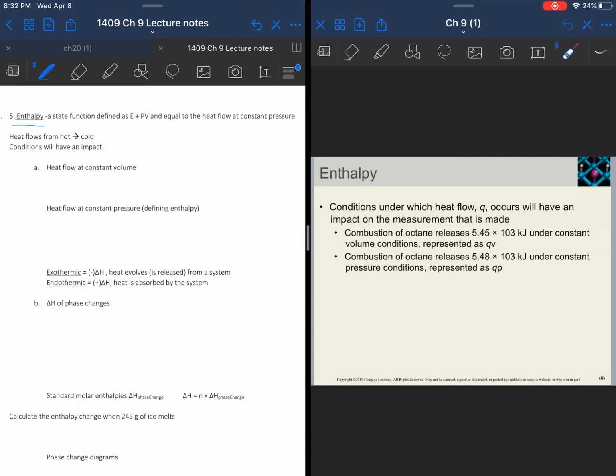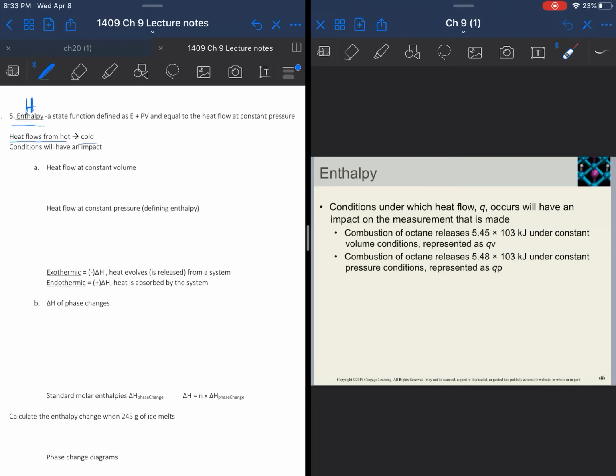Welcome back to Chapter 9, Part 3. We're going to be talking about enthalpy. Whenever you study thermodynamics, there are three important quantities that you're going to look at: enthalpy, entropy, and Gibbs free energy. In Chapter 9, we tackle enthalpy. It's important to know enthalpy is abbreviated with a capital H. Capital E stands for internal energy, so we need something different. So enthalpy is H. Enthalpy is defined as E plus PV, which is equal to heat flow at constant pressure.